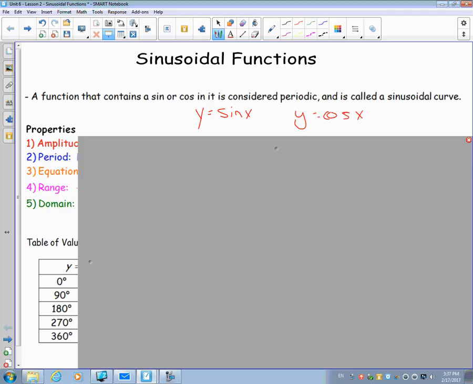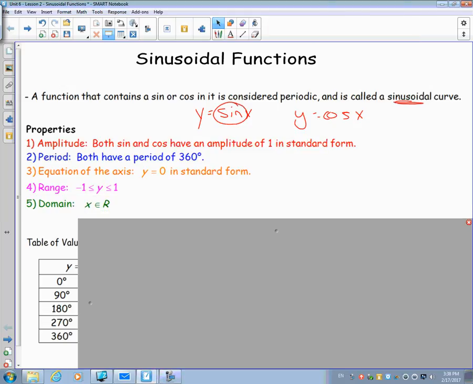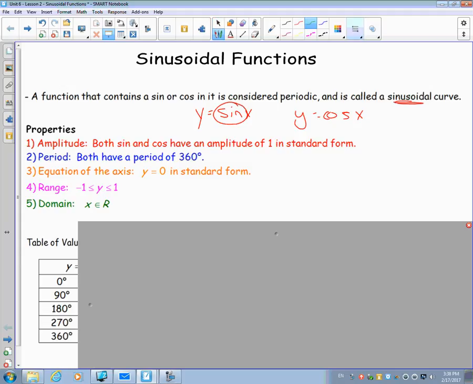Is considered periodic. We just call them sinusoidal curves. Don't get confused with the words sinusoidal and sine. They mean two different things. We learned some big properties that we should know about. Property number one, the amplitude. Both sine and cos have an amplitude of 1 if they're in standard form. And standard form is just y equals cos x or y equals sine x.